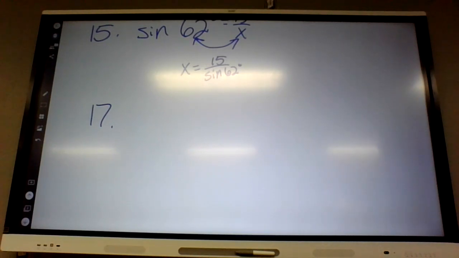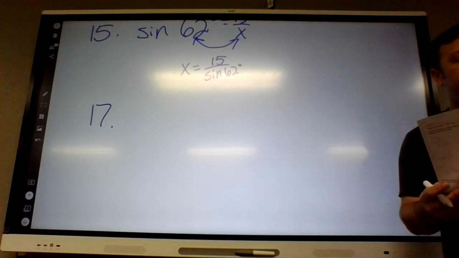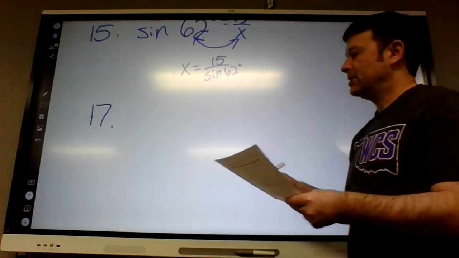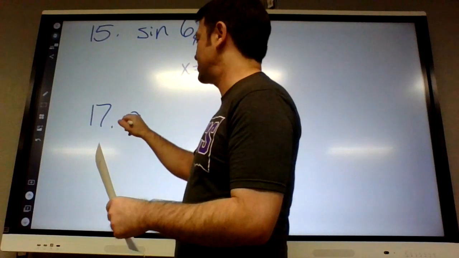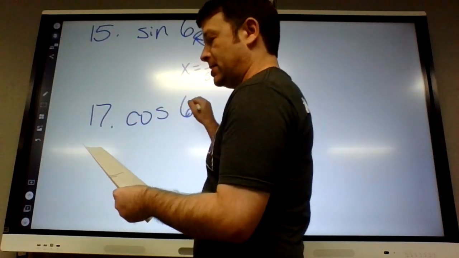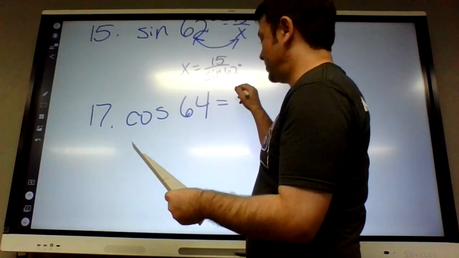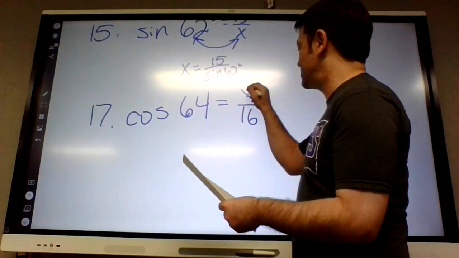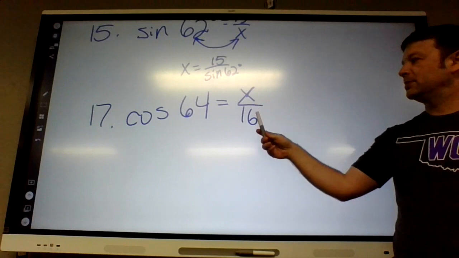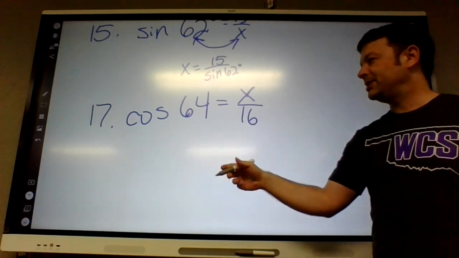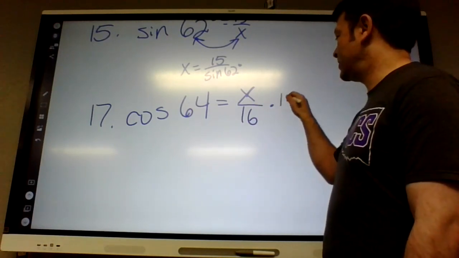Number 17, relative to the 64-degree angle, x is the what side? Adjacent. 16 is the hypotenuse. So which trig function uses adjacent and hypotenuse? Cosine of 64 equals adjacent over hypotenuse. How do we solve when x is in the numerator? Multiply by 16 to get rid of the divide by 16.